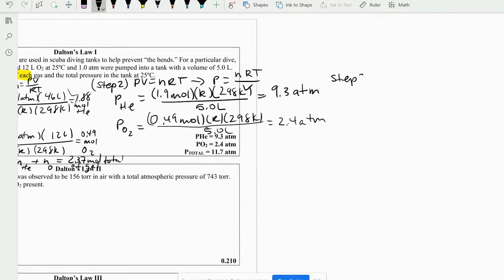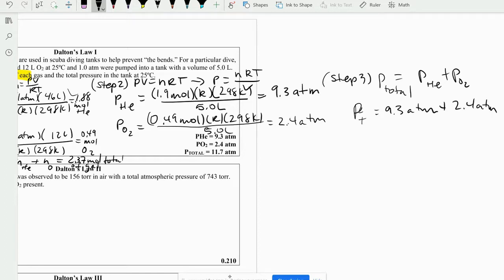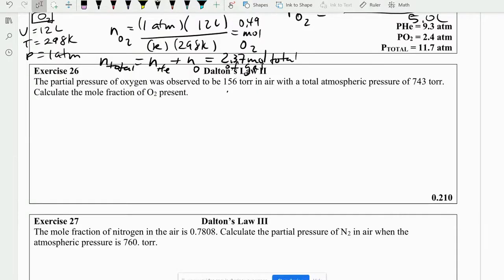I apologize. So in step 3, the last step, you can say the total pressure is therefore the pressure of helium and oxygen. And when you add those two together, 9.3 atmospheres plus 2.4 atmospheres, your total pressure should therefore be 11.7 atmospheres.